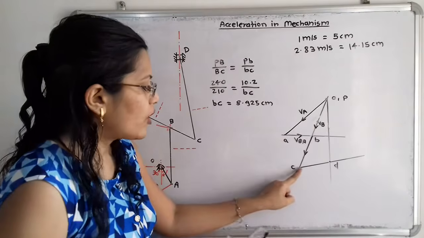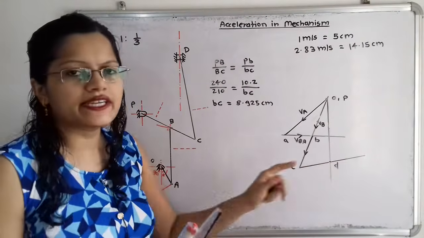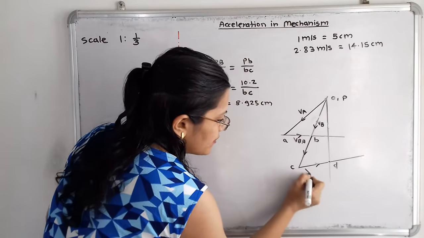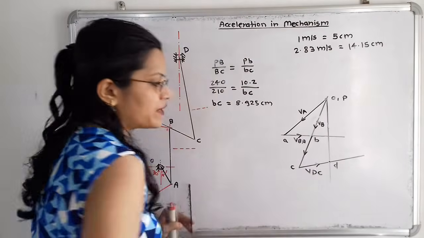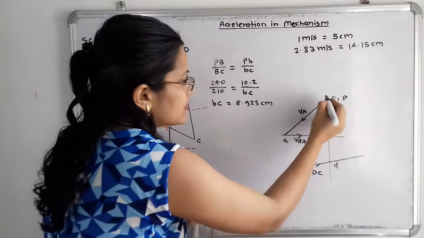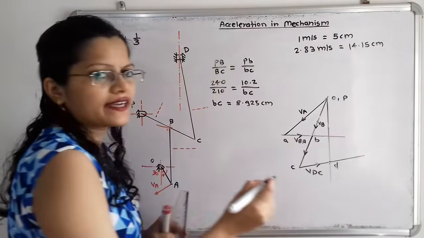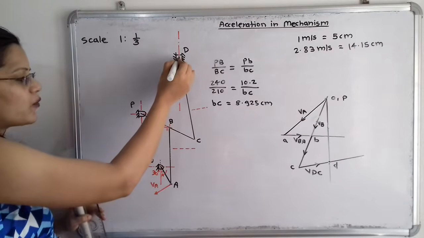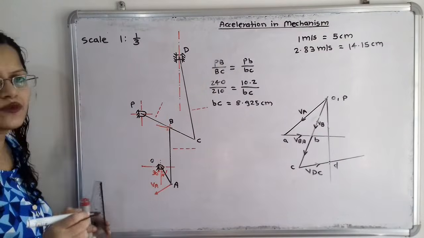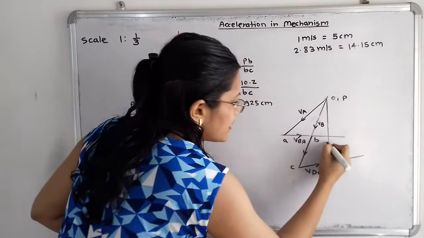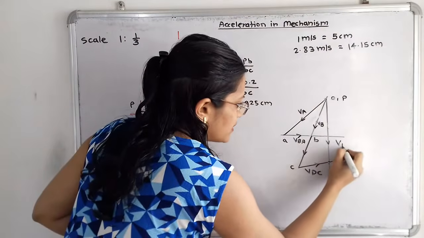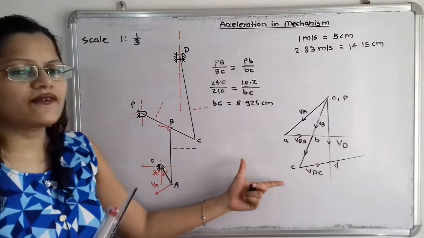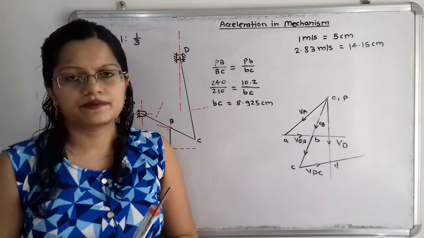Now what does this vector CD indicate? Here the initial point is C and the final point is D. So I will say velocity of D with respect to C. And the vector OD indicates the reciprocating motion of this slider at point D with respect to the fixed point. So simply we say this vector indicates the velocity of the slider D, that is VD. So this is the velocity diagram.